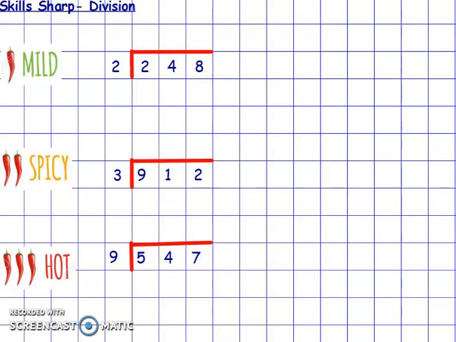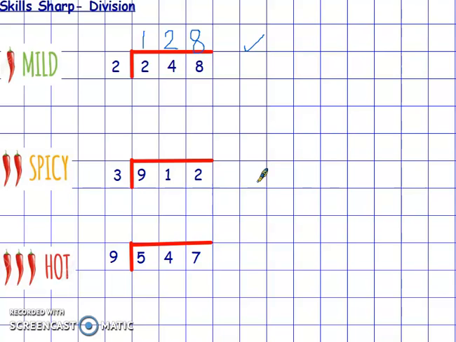Welcome back. Let's go through these together. Mild challenge, 248 divided by 2. How many 2's go into 2? 1. How many 2's go into 4? 2, 4. 2 2's go into 4. How many 2's go into 8? 2, 4, 6, 8. 4 2's go into 8. 248 divided by 2 equals 124. Did you get that right?